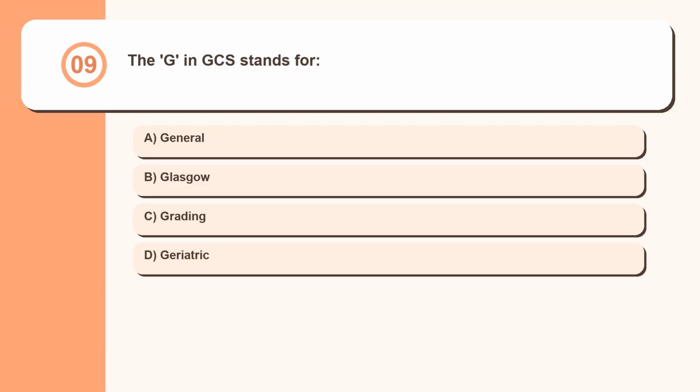Question 9. The G in GCS stands for General, Glasgow, Grading, Geriatric. Glasgow Coma Scale.